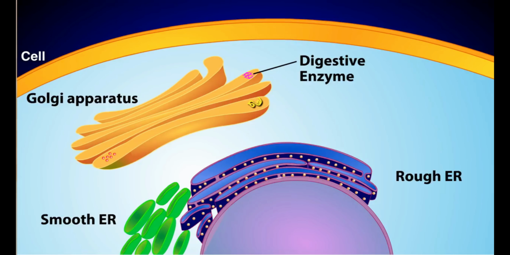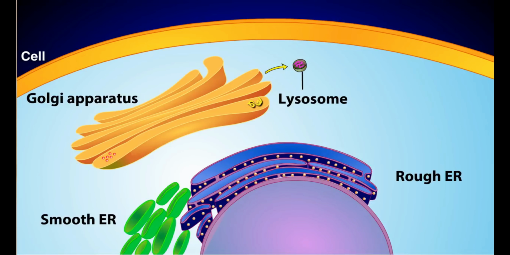For example, some of the proteins from the rough ER are modified by the Golgi apparatus to become digestive enzymes, which are packaged into a special type of vesicle called a lysosome. The job of this particular lysosome is to fuse with another vesicle coming in from the plasma membrane. The lysosome's digestive enzymes then break down the contents of the vesicle, releasing nutrients for the cell.